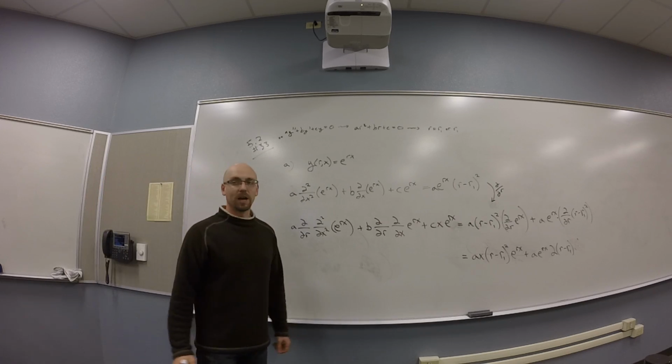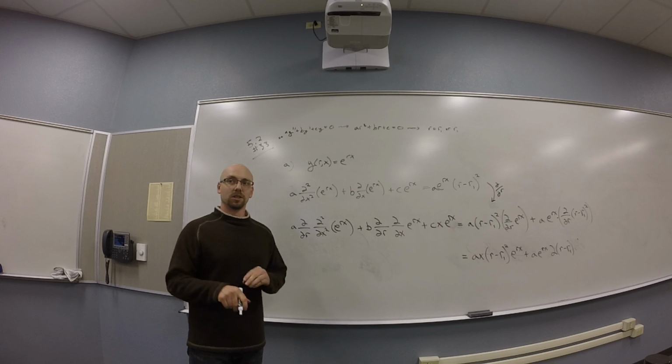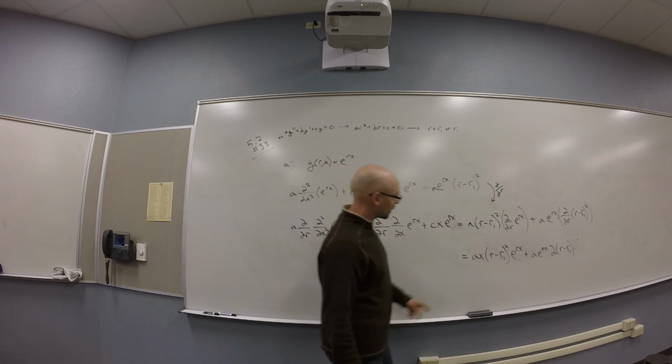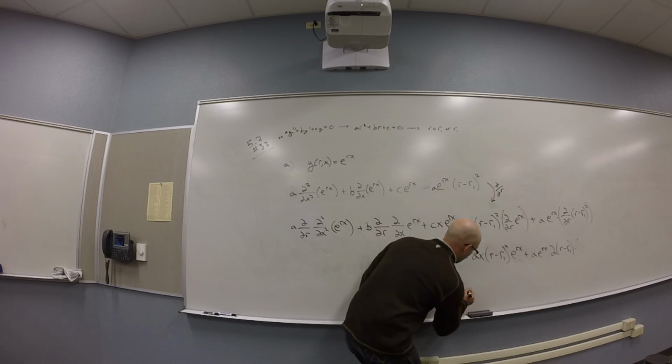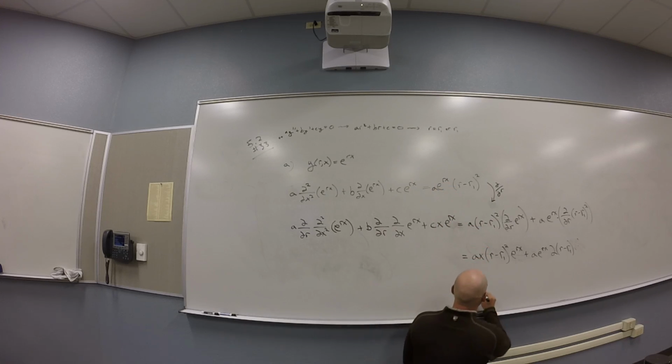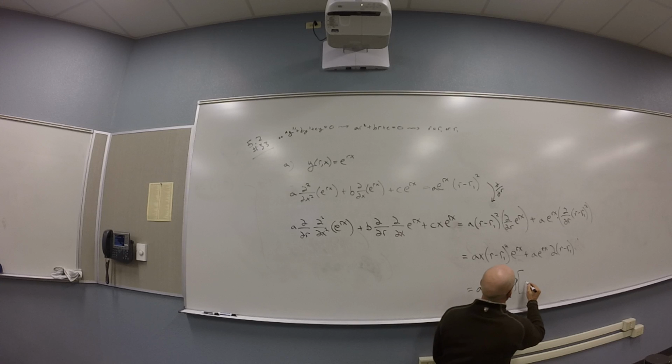Close-ish. Up to algebra. So they want me to group some of this stuff. What do you see in here that I can pull out right now? There's an A, there's an e to the Rx. What else do you have in common there? R minus R1. There's an R minus R1. And then what are you left with? R e to the Rx minus R1 e to the Rx.